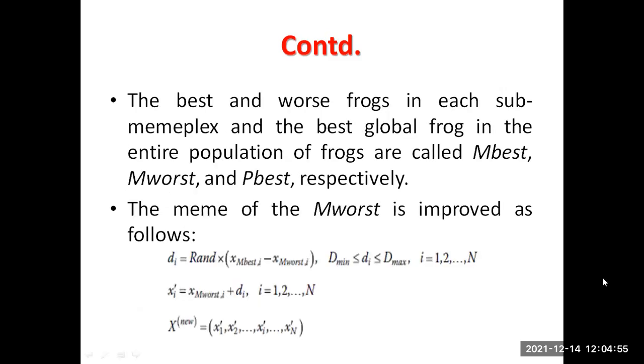The best and worst frog in each submemplex and the best global frog in the entire population of frogs are called the M-best, M-worst and P-best. M-best is the best frog within the submemplex. M-worst is the worst frog in the submemplex. And P-best is the global best, meaning from all the colonies, the best frog is denoted by P-best. Is it clear which one is M-best, M-worst, and P-best? Any doubt regarding the formation of these submemplexes?